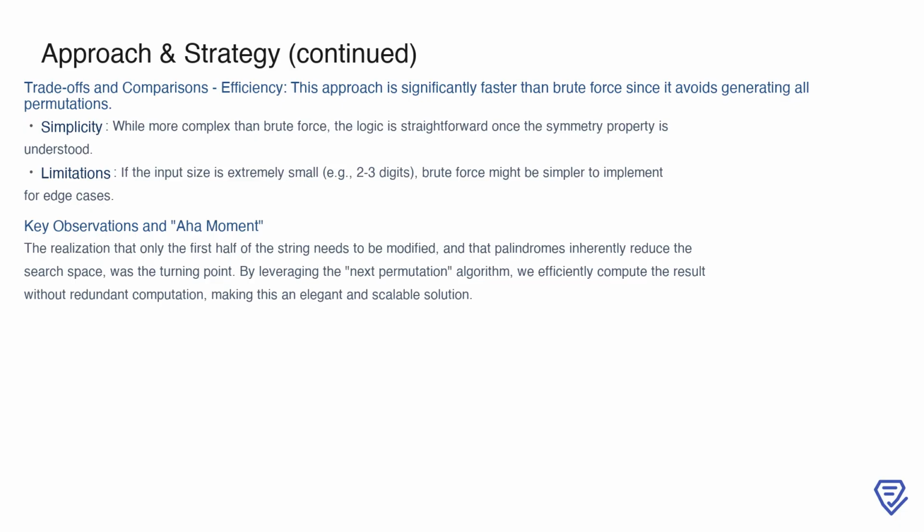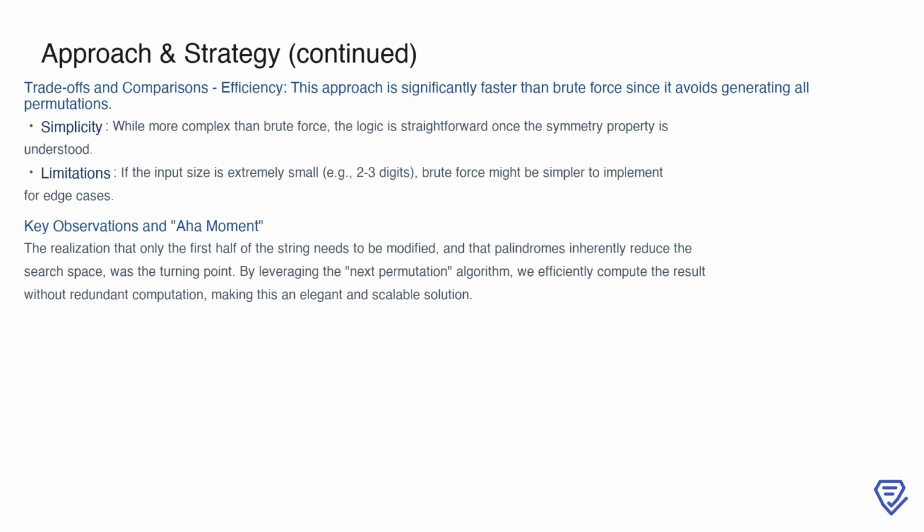While it is more complex than the brute force method, the logic becomes intuitive once the symmetry property of palindromes is understood. However, there are trade-offs to consider. For very small inputs, such as strings with only 2 or 3 digits, the brute force method might be simpler to implement and sufficient for those edge cases. The key insight, or aha moment, in this approach is realizing that modifying only the first half of the string is both necessary and sufficient for generating the next palindrome. This realization, combined with the use of an efficient algorithm for permutations, results in a scalable and elegant solution to the problem.